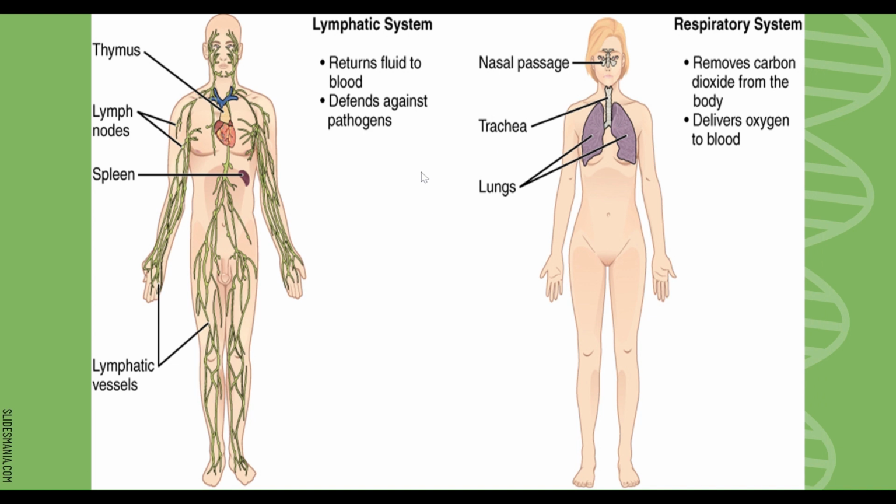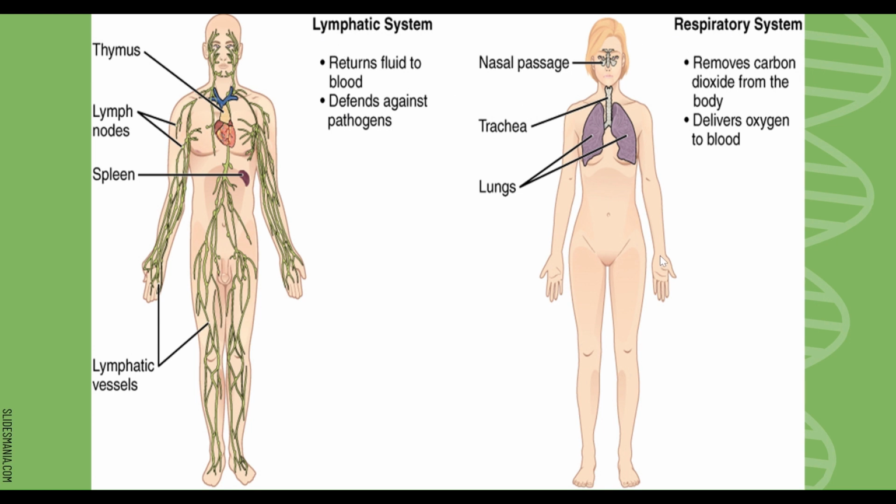And then here you have the lymphatic system. This one just returns fluids to the blood and it defends against pathogens. So a lot of times, when people do get certain cancers, it attacks the lymphatic system. And so that makes it hard for people's bodies to fight against pathogens or germs that cause illnesses. So that is the lymphatic system.